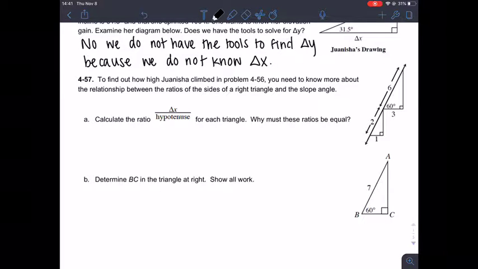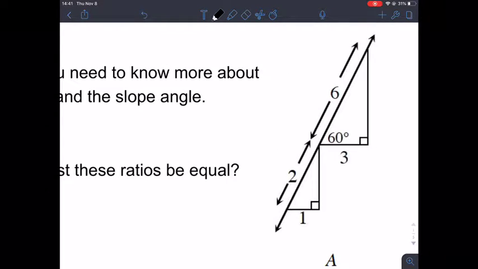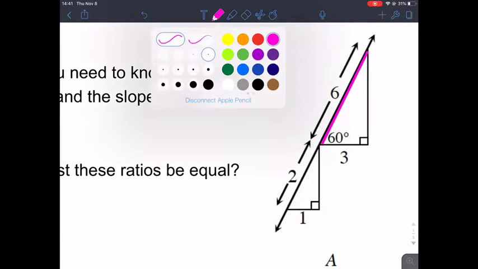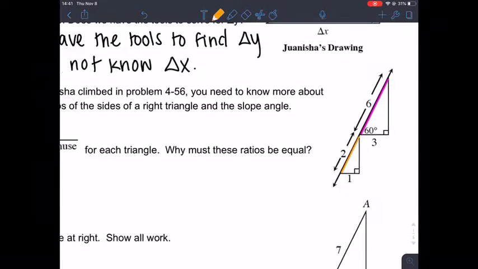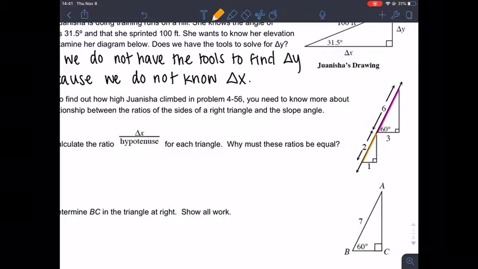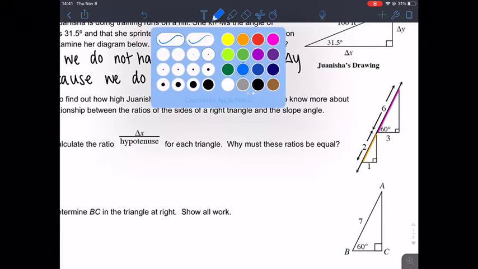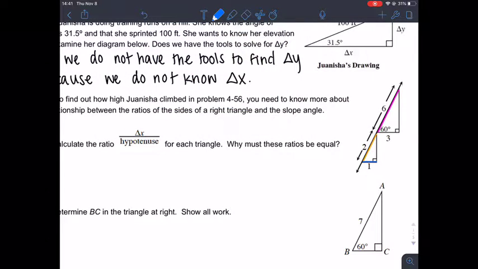So for these two triangles here, we are going to find a ratio. This time our change in x, which is our run, over our hypotenuse now. So this is our hypotenuse for both triangles. For our big triangle, it's 6, and for our small triangle, our hypotenuse is 2. So we're going to have two different ratios. Here is our run for both. Our run for the small triangle is 1, so I'm going to go 1 over 2.